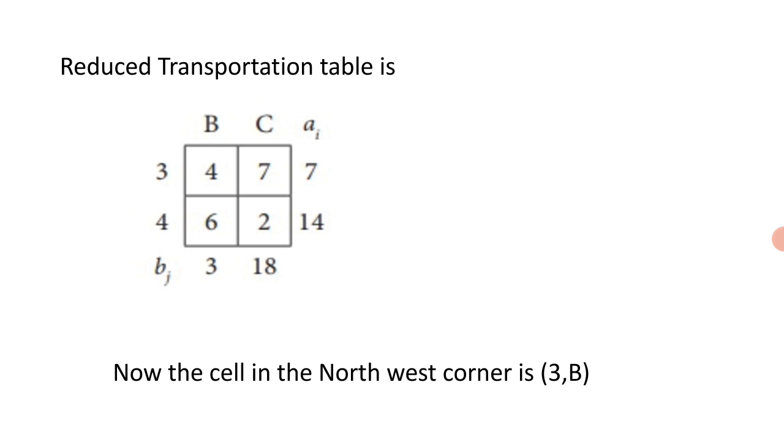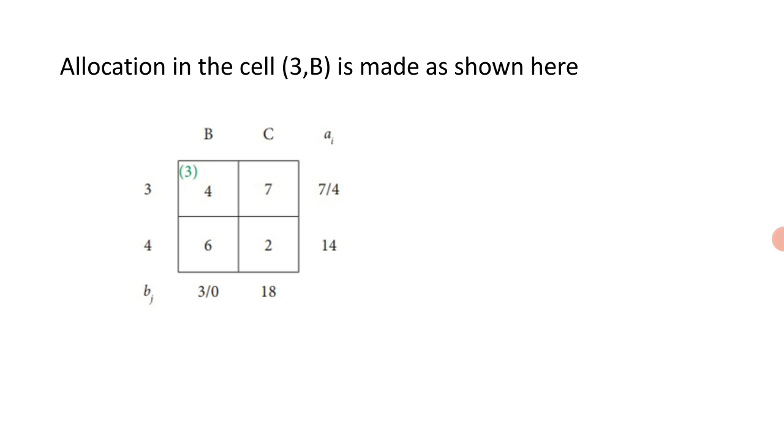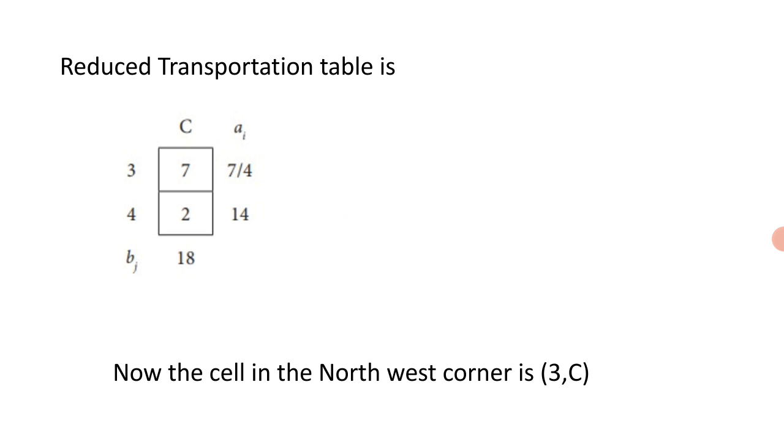Now in this reduced transportation table, the northwest corner is 3B. The northwest corner cell is 3B. Allocate as much as possible in the first cell so that either the capacity of the third row is exhausted or the destination requirement of the second column is exhausted. That is, X32 is equal to minimum of 7 and 3, that is 3. Allocation is made in the cell 3B as shown here, and the reduced transportation table is given.